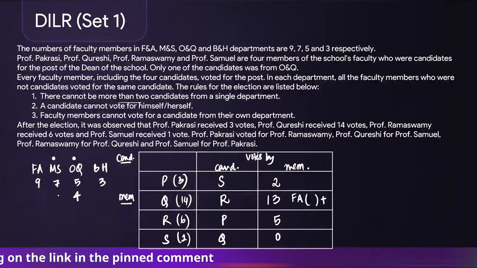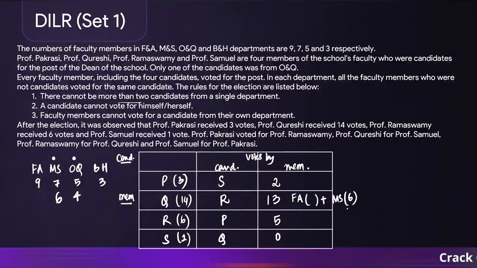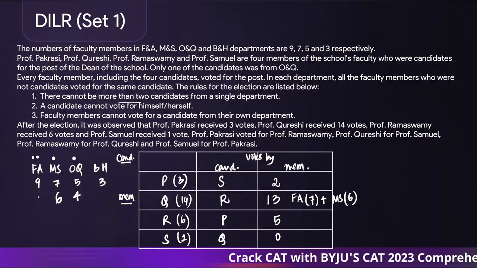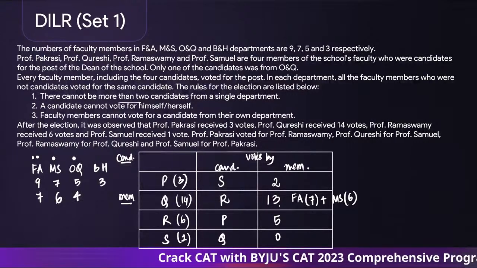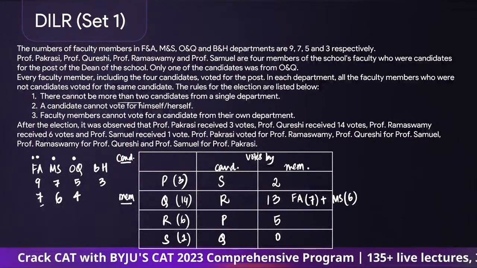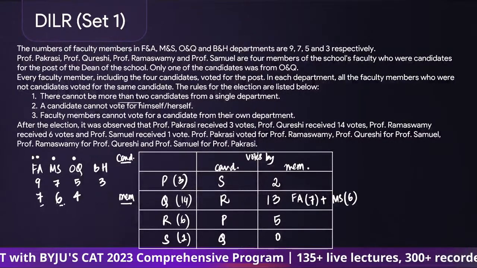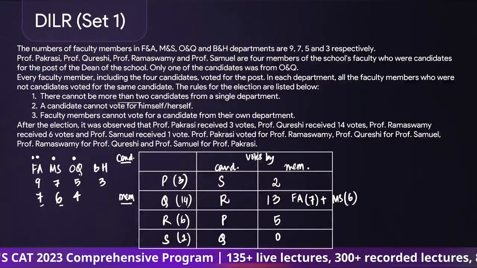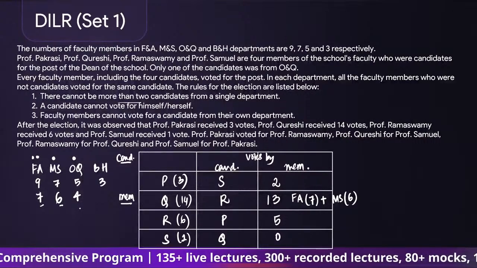So if this turns out to be 6, right? तो MS का ये अगर हम 6 कर देते हैं, so we will need 7. So if we need 7, so FA के 2 हो जाएंगे and so that we get 7 members. तो FA के ये 7 members voted for Q और MS के 6 members voted for Q. That means OQ के 4 members voted for whom?